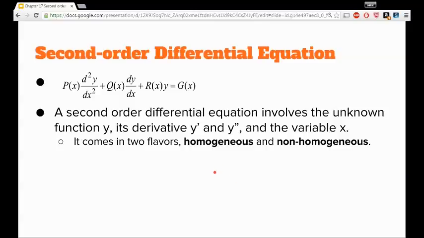Second order differential equations involve the unknown function y, its first and second derivatives, and a variable x. They come in two flavors: a homogeneous linear equation and a non-homogeneous linear equation. This form right here is a second order differential equation.